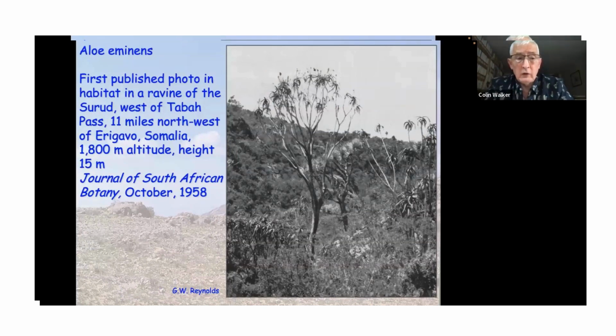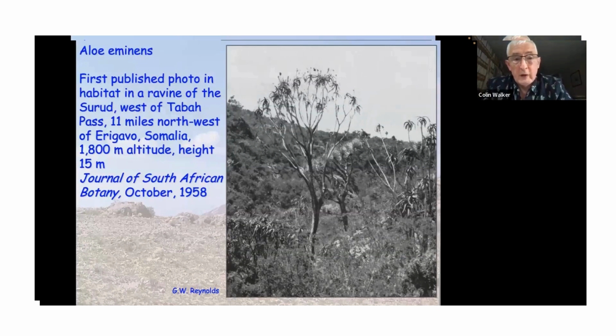We're now in Somalia. So Gilbert Reynolds and Peter Bally were on an expedition to Somalia. Gilbert Reynolds is the doyen of aloe students. He has travelled about 100,000 miles in search of aloes throughout Africa and Madagascar. He never went to Arabia. He went on quite a few expeditions by himself, but sometimes he had colleagues. And his trip to Somalia was accompanied by Peter Bally. They discovered the Somali tree aloe.